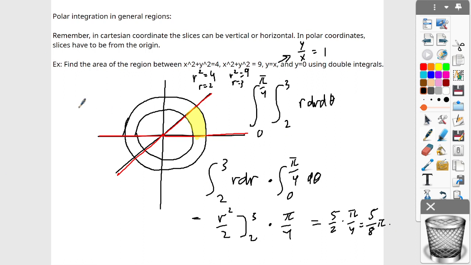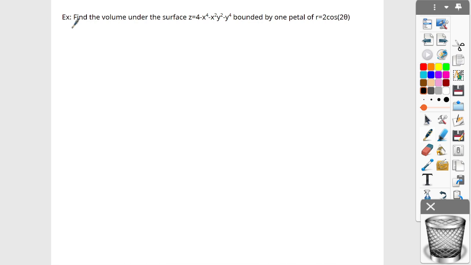You can evaluate this some other way. Like, you can just take 1/8 times 3 pi, or 1/8 times pi times 3 squared minus pi times 2 squared. That works as well, but this is just a way you can do it in polar, and it will be more useful when we have something inside that makes us find the volume under the surface, like this one.